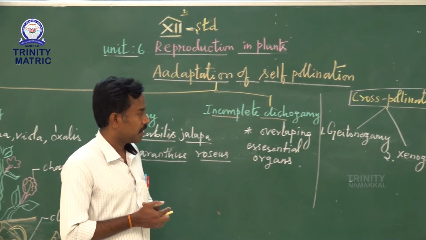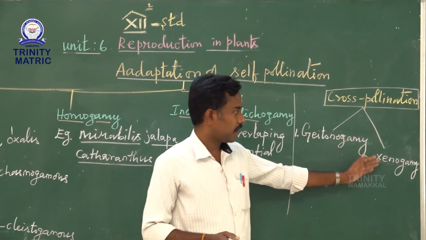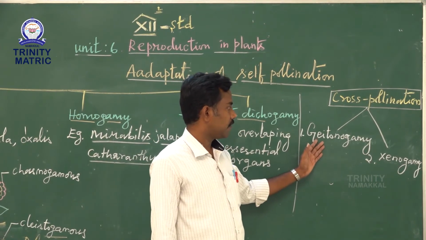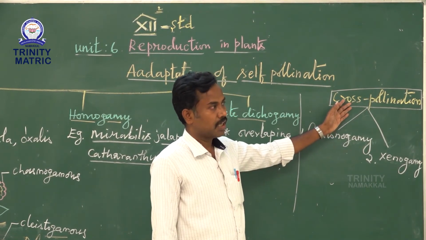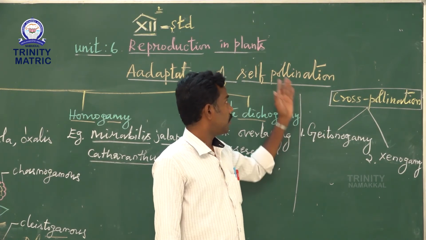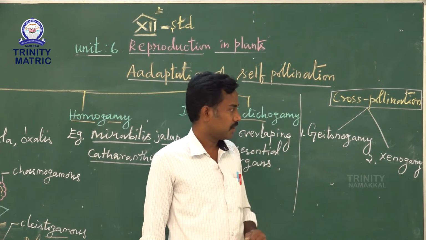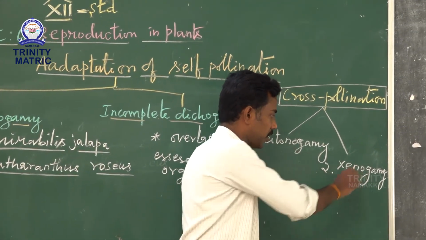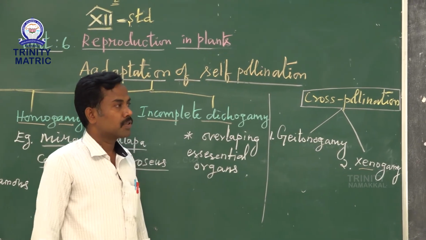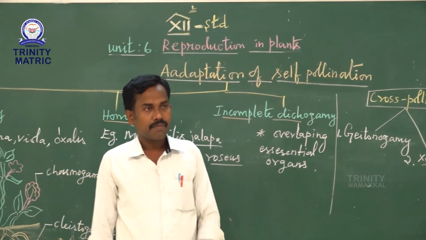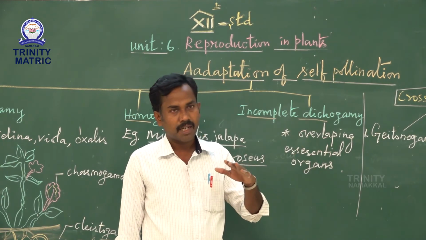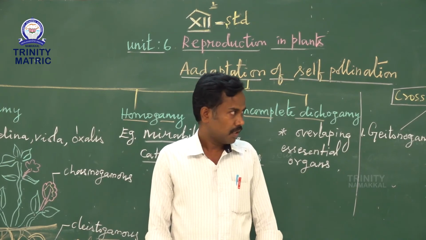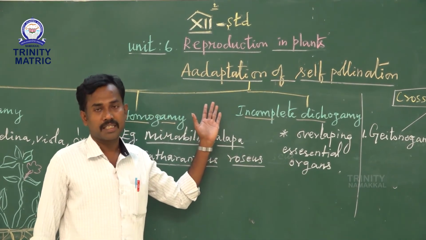The next one, cross pollination, has geitonogamy and xenogamy. Geitonogamy is functionally cross pollination, but it is the same as self pollination or autogamy. The second one is xenogamy, which you know already: the transfer of pollen grain from the anther to the stigma of a different tree of the same species. Okay students, that's all for today's class.